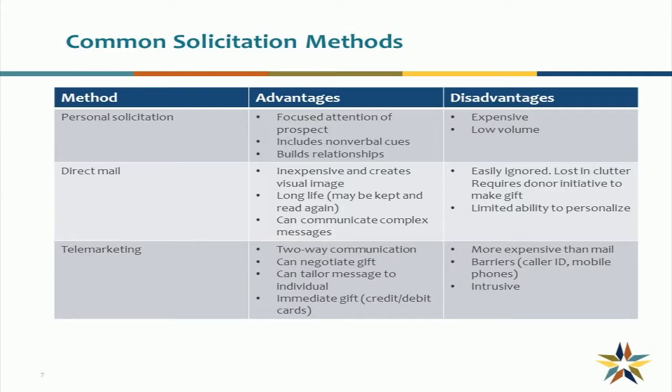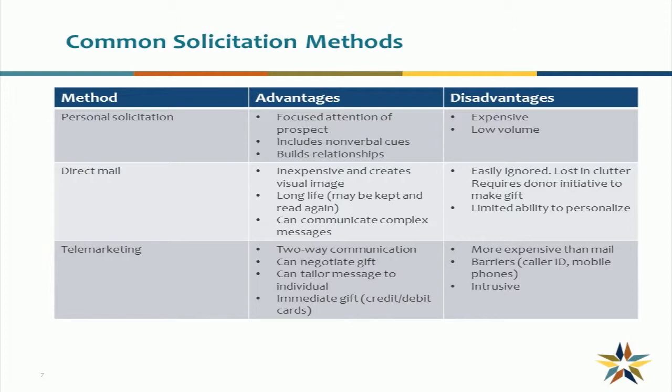There are common solicitation methods. One is personal solicitation. Now, some advantages to this is focused attention on the prospect. You really make them feel good. It includes the nonverbal cues because you're sitting at the table with somebody, and it builds long-term relationships. A disadvantage is that it can be expensive and low in volume, so it could take a long time.